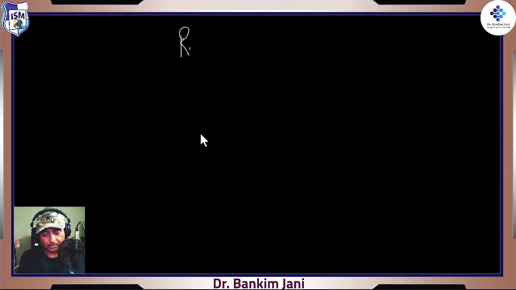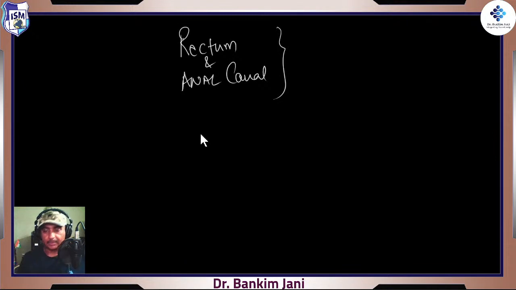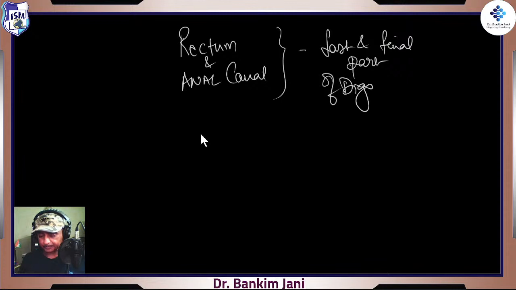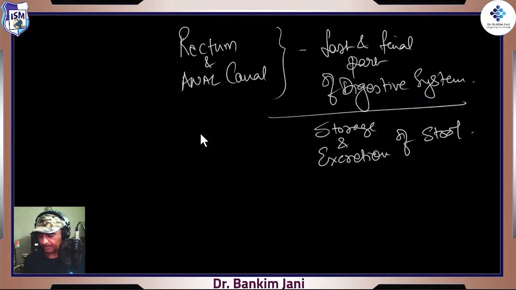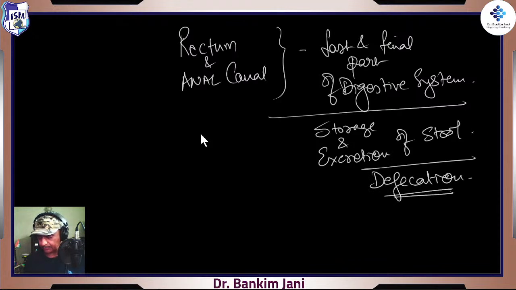See, when we talk about rectum and anal canal, very simply speaking, they are the last and final part of the digestive system. Crudely speaking, they are for the storage and excretion of stool, and that process is called defecation, the elimination of stool.